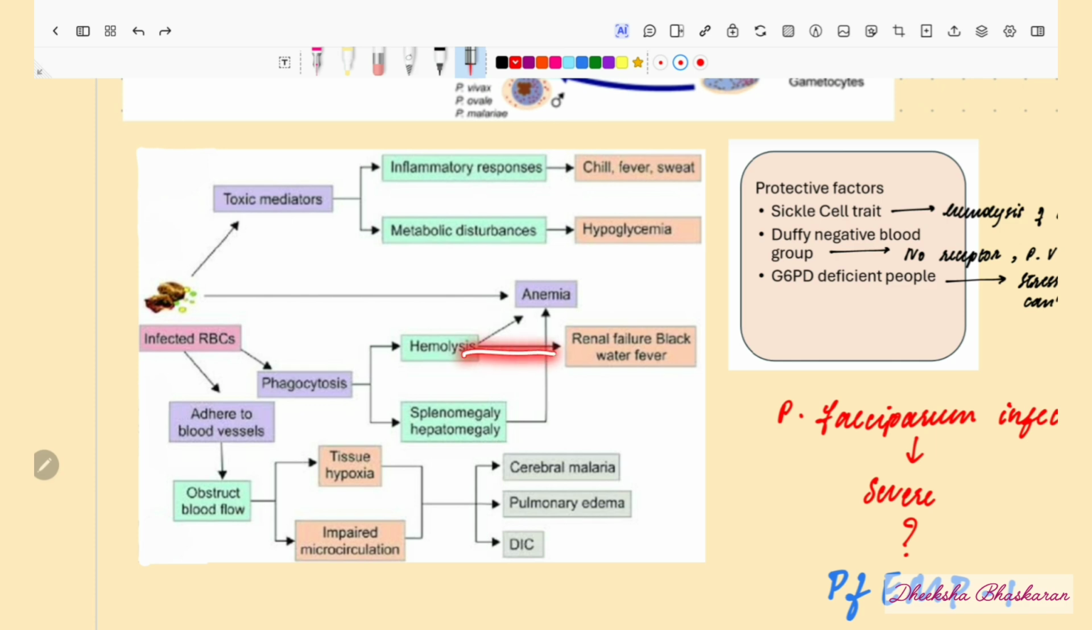Then there's extensive hemolysis, and the kidney is trying to throw out all the waste products which are formed, so there can be renal failure, kidney injury. There's hemoglobinuria, that is called blackwater fever. And there can be splenomegaly, hepatomegaly, because these are the organs which are essentially trying to phagocytose and sequester all the infected RBCs. So there will be compensatory enlargement of these organs, that is splenomegaly, hepatomegaly.